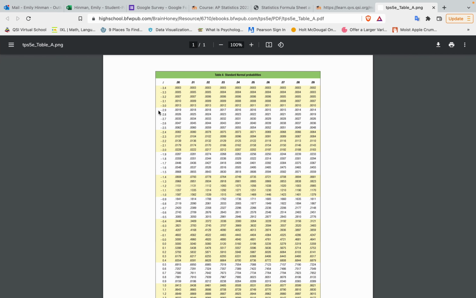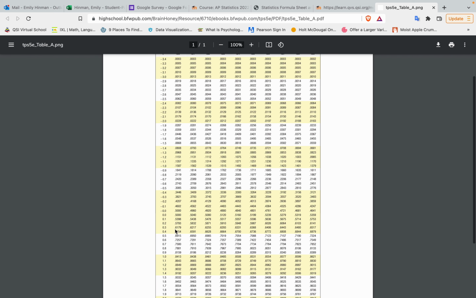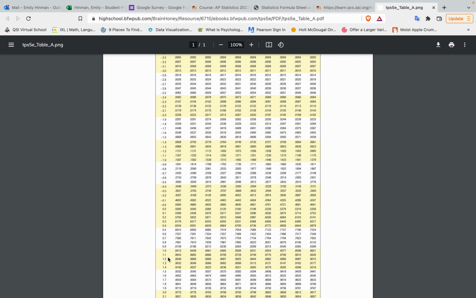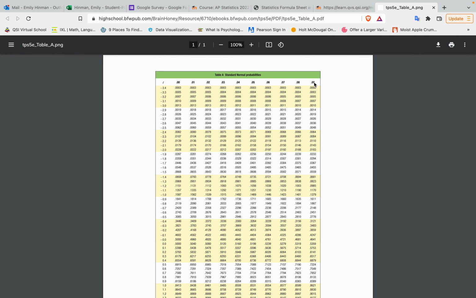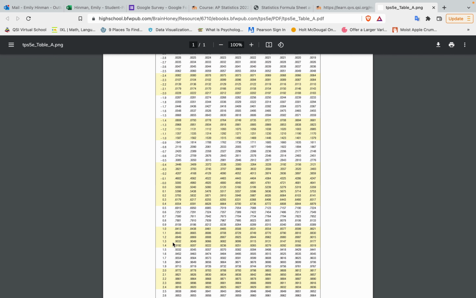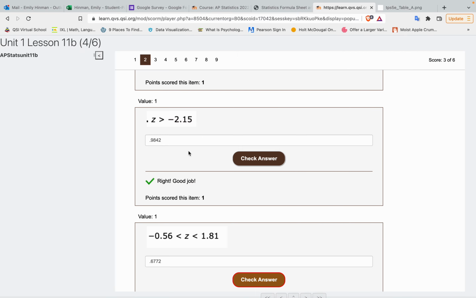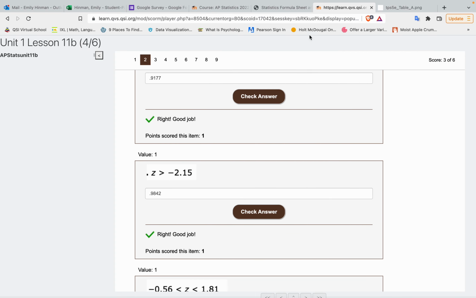So on table A, this was a positive value. 1.3 is here, and then I go to the 9. So small for our eyes, but 1.39 is going to be 0.9177. So 91.77% is underneath it, and we can see that gets us the right answer.